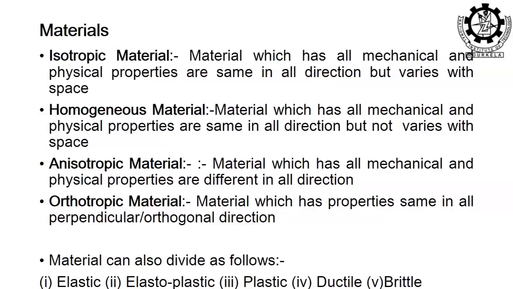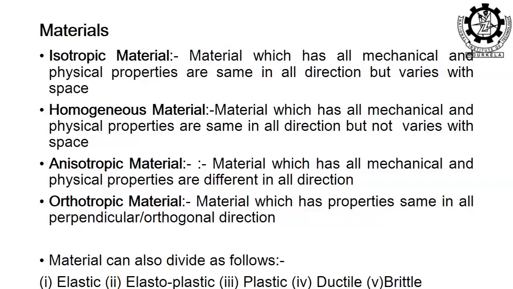What we have shown here is one kind, and below you can see the material can also be divided into elastic, elastoplastic, plastic, ductile and brittle. When I say isotropic material, what does it mean? The definition has already been given here: a material which has all mechanical and physical properties the same in all directions, but does not vary with the space. What does it mean by does not vary with the space? I will talk about that.